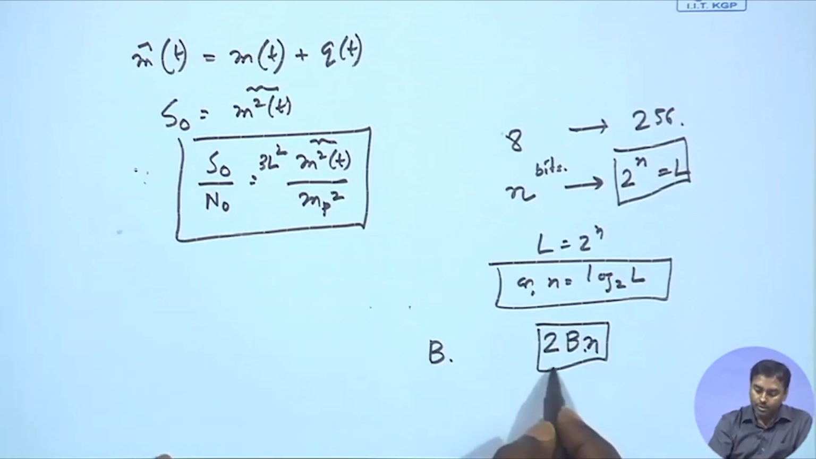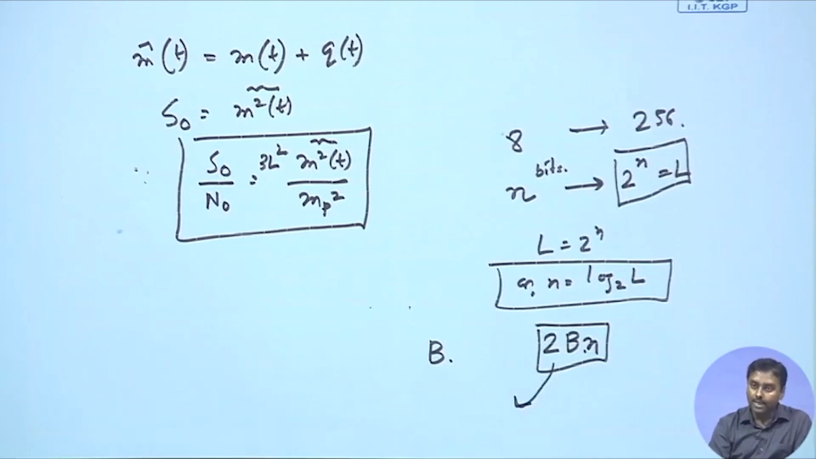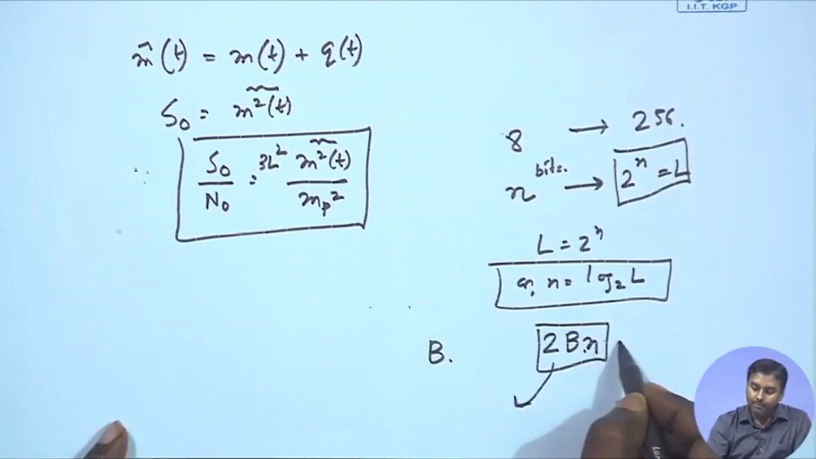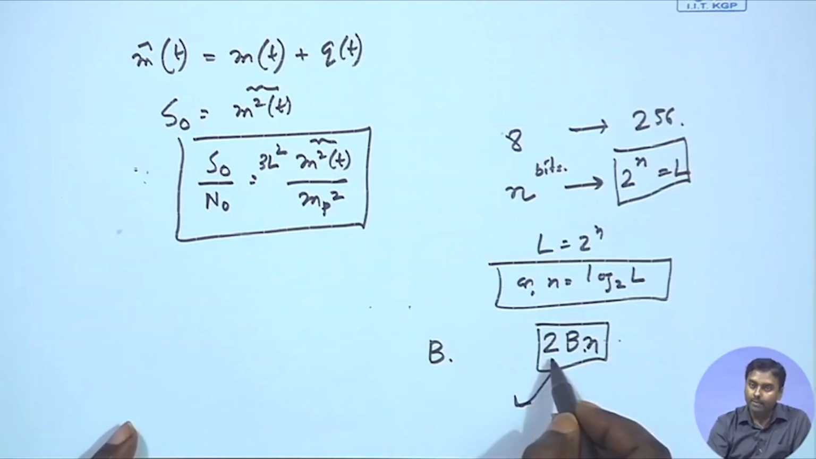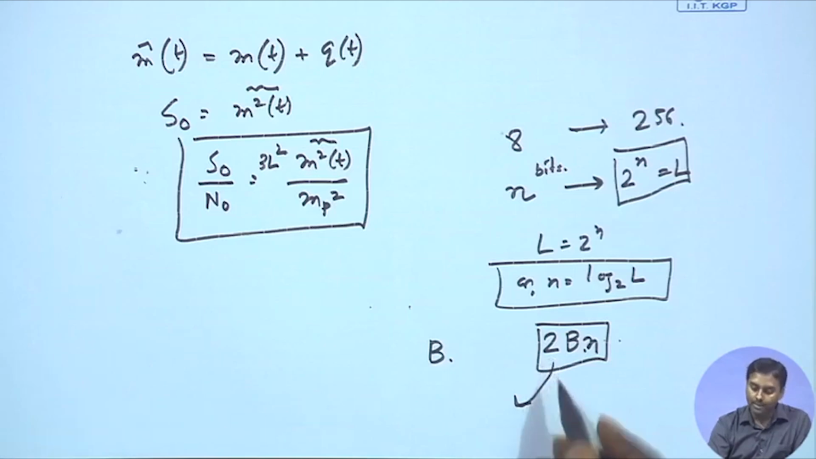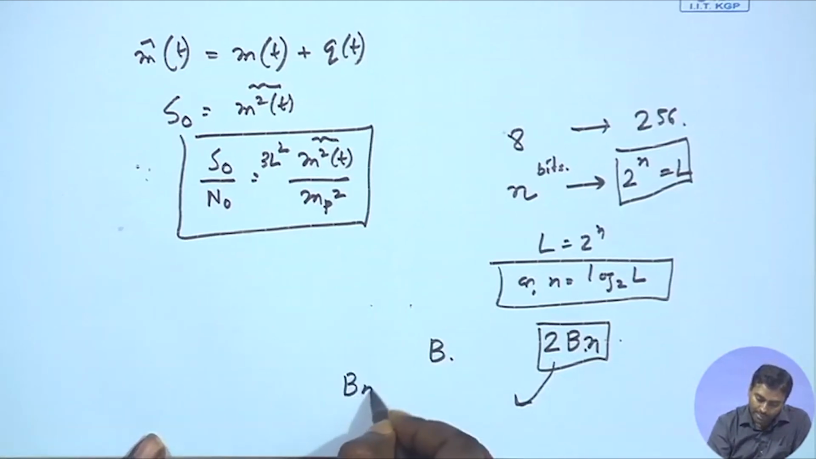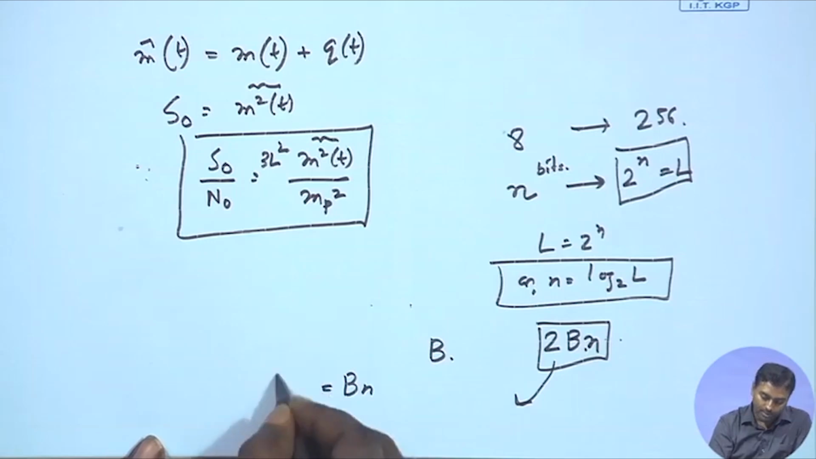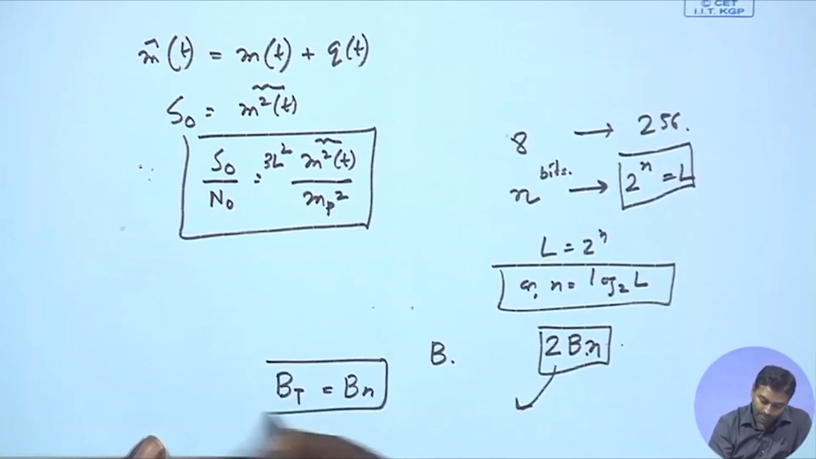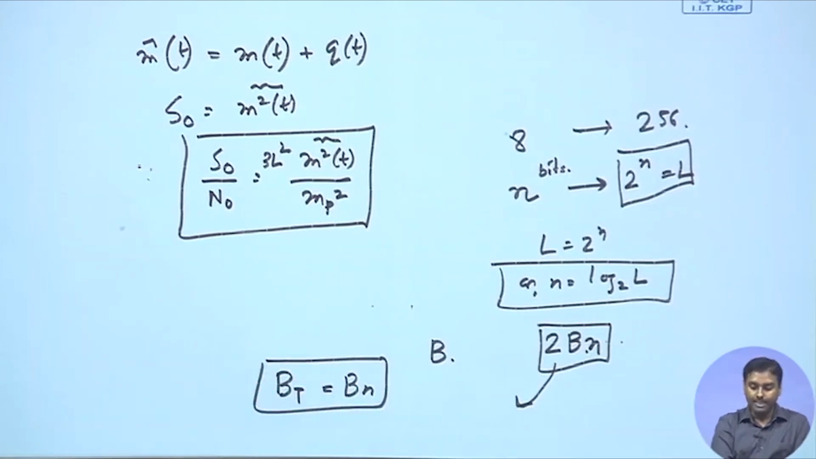Okay. So, to transmit this, how much bandwidth do I require? This many bits per second. So, divided by 2 will be the amount of bandwidth I require. So, B into n hertz bandwidth I require. So, that becomes my effective transmission bandwidth, BT.